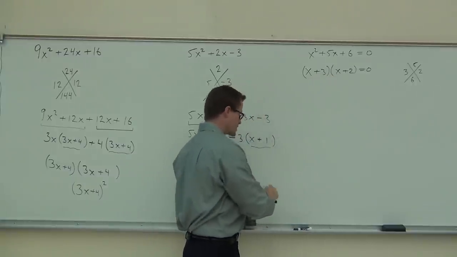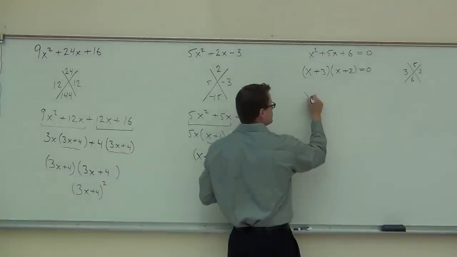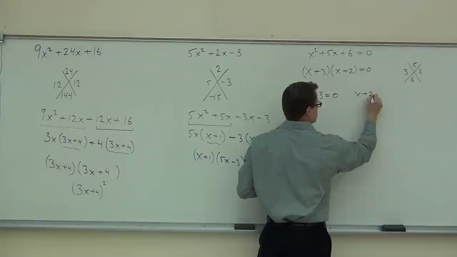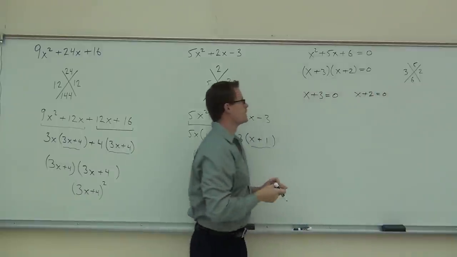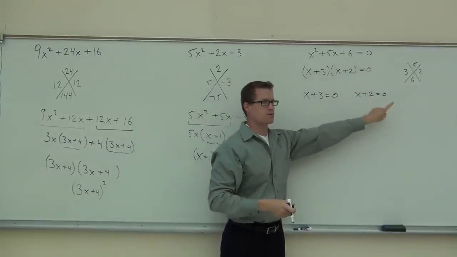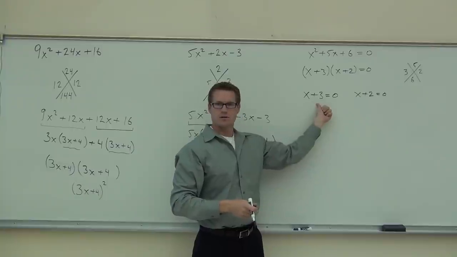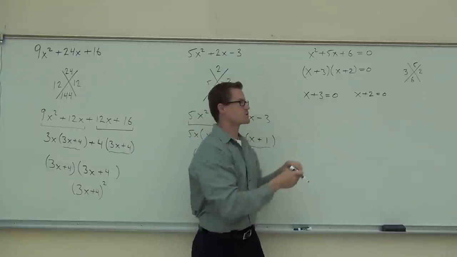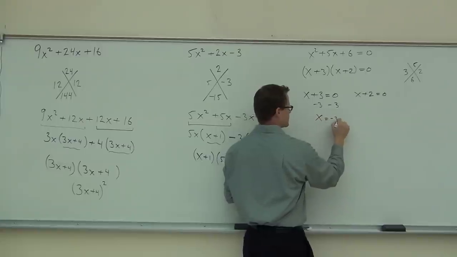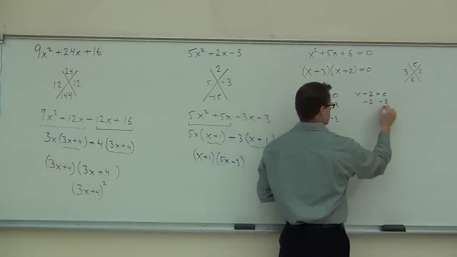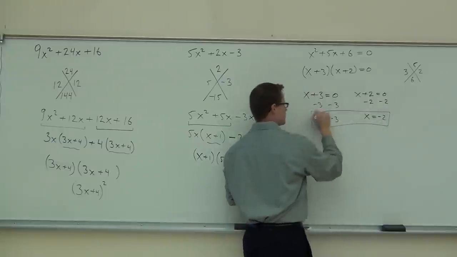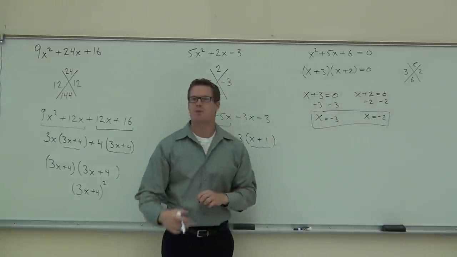Zero product property says each one of them could be 0. x plus 3 could equal 0. x plus 2 could equal 0. Can you solve this? Can you solve that? So if we subtract 3, we get x equals negative 3. Subtract 2, we get x equals negative 2, and you know what? We've got two solutions. Both of them are going to work.